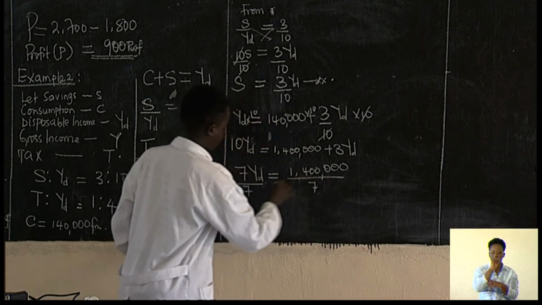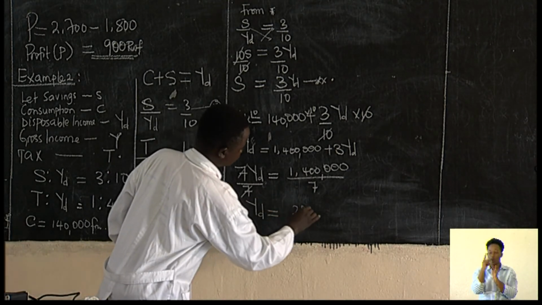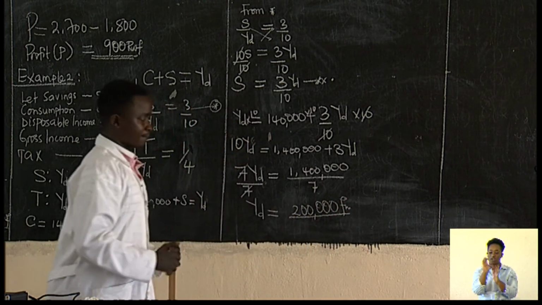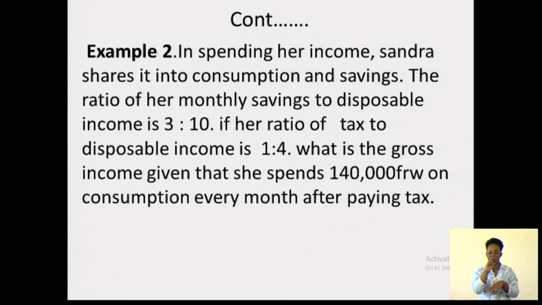If you divide by 7, we shall have our disposable income equaling 200,000 Rwandan francs. This is our disposable income. But remember, we need the gross income. Gross income is the income before you have subtracted expenses like direct taxes. So what will be our gross income? Our gross income will be equal to this disposable income plus the taxes.